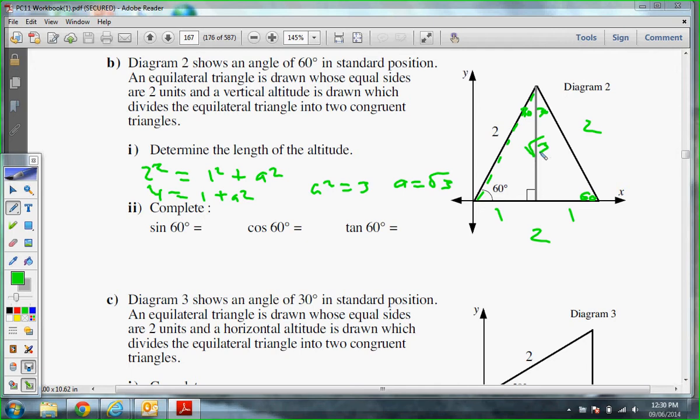Okay, so now we're going to again go to our SOHCAHTOA, and we're going to finish out sine of 60. Sine of 60 is root 3 over 2. Opposite over hypotenuse. Cosine of 60 is 1 over 2. And tangent of 60 is root 3 over 1, which is just root 3.